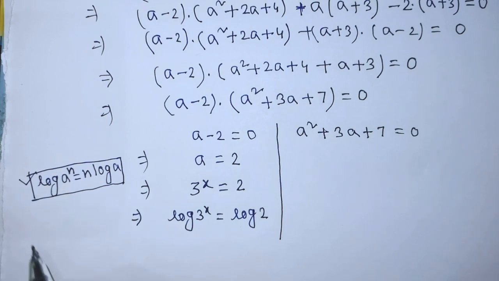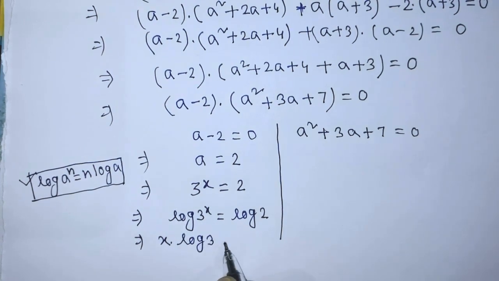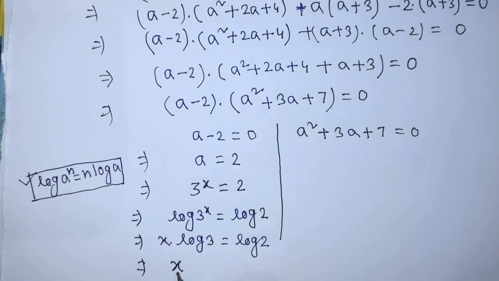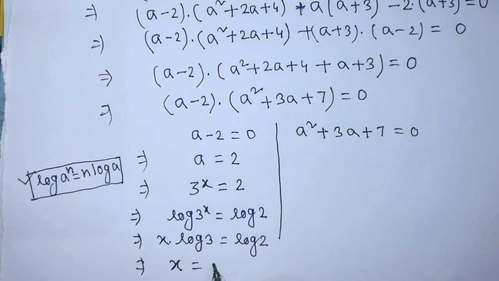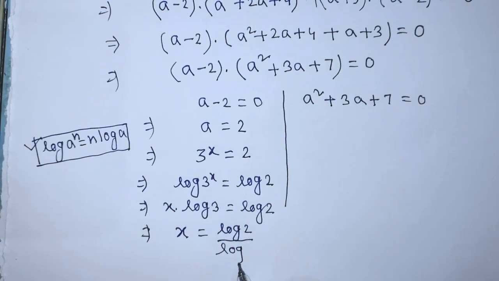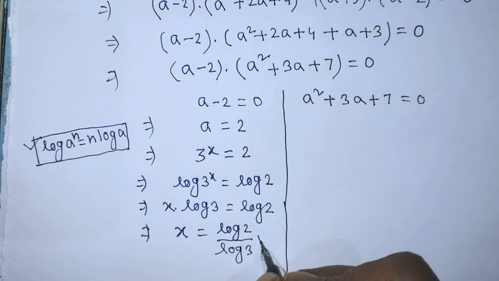According to this formula we can write from the left hand side of this equation x times log of 3 is equal to log of 2. So student, now we can transpose log of 3 from left hand side to right hand side. So on the left hand side we have to write x is equal to, on the right hand side we can write log of 2 over log of 3. So student, the value of x is log of 2 over log of 3. So this is our real solution.